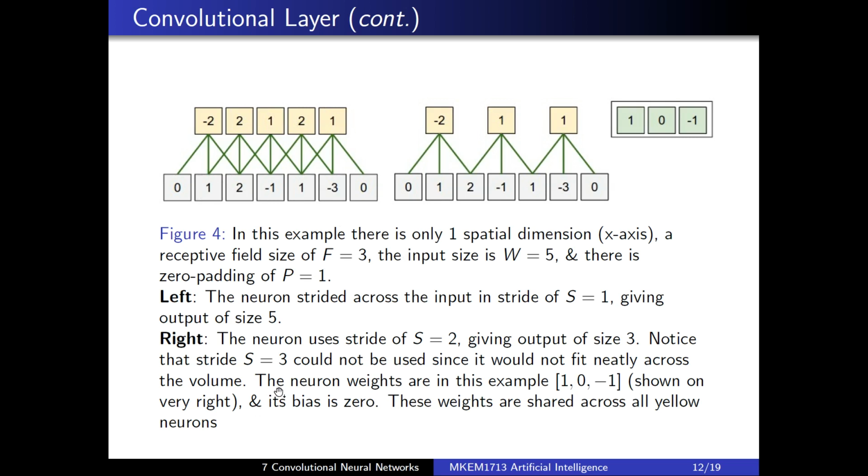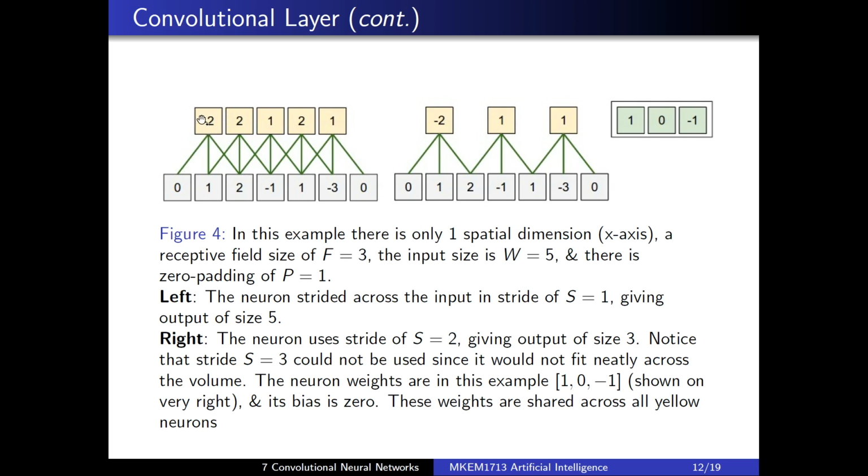So the neuron weights are in this example 1, 0, minus 1, and its bias is 0. You can imagine the weights here 1, 0, minus 1, again 1, 0, minus 1, and so on. The weights of every neuron in the convolutional layer in the same depth will be the same, 1, 0, minus 1. And this is different as compared to feed-forward neural networks. Of course, if I had neurons in depth 2, they would be connected to the same neurons, but the set of weights would be different.